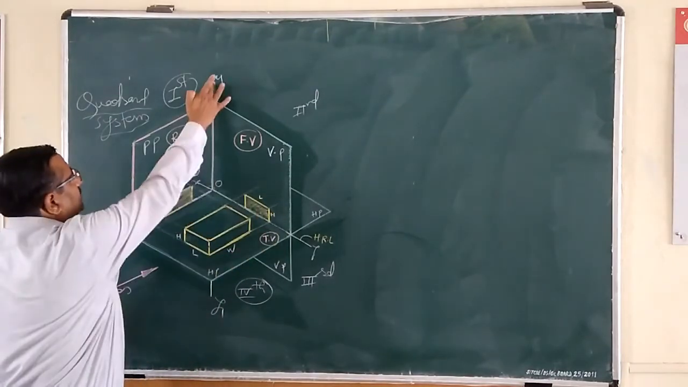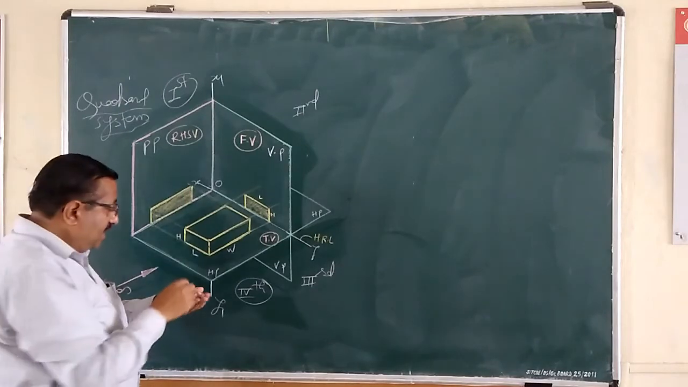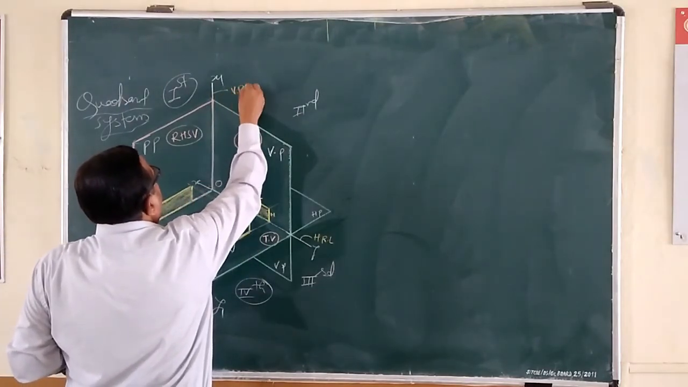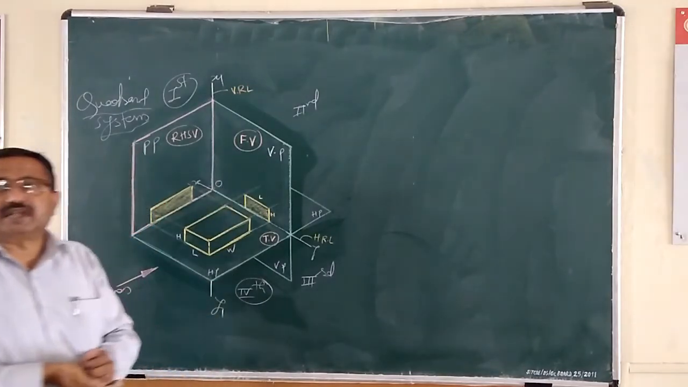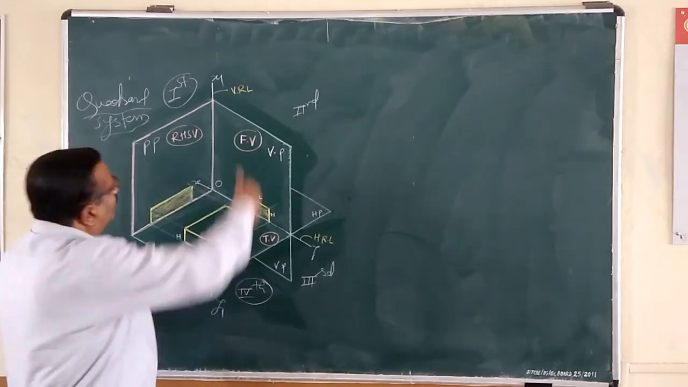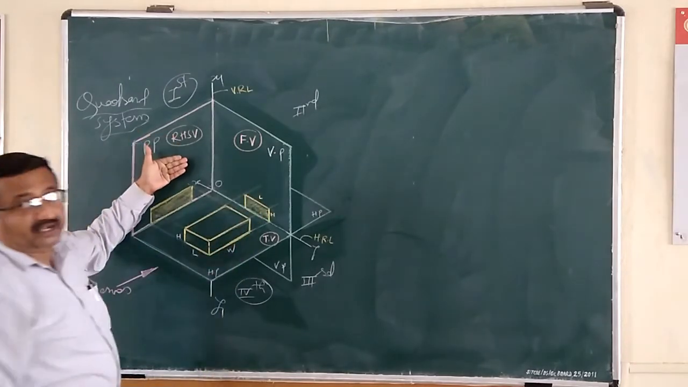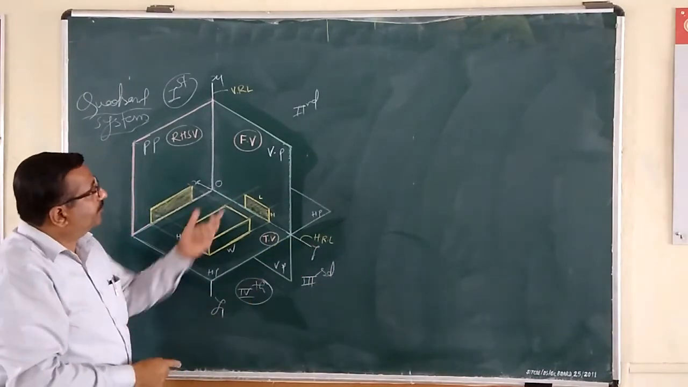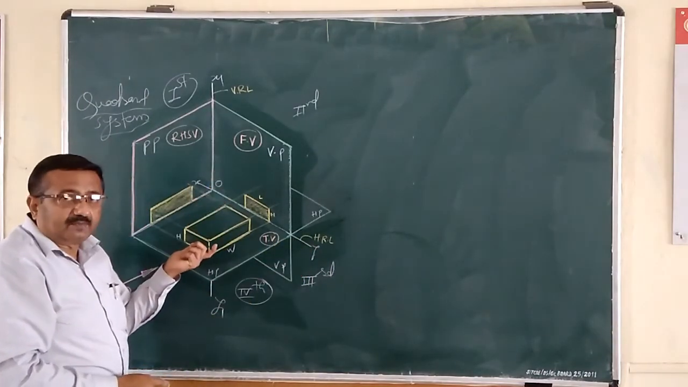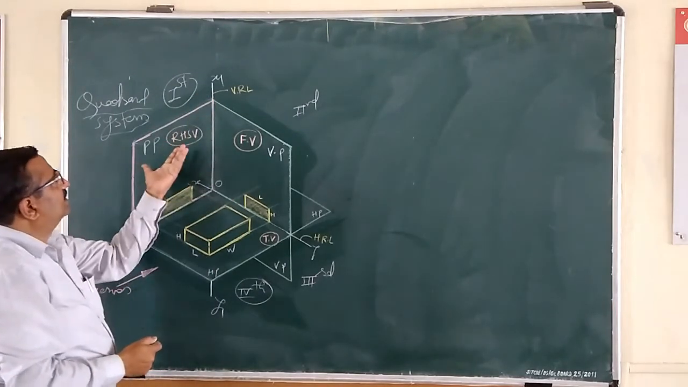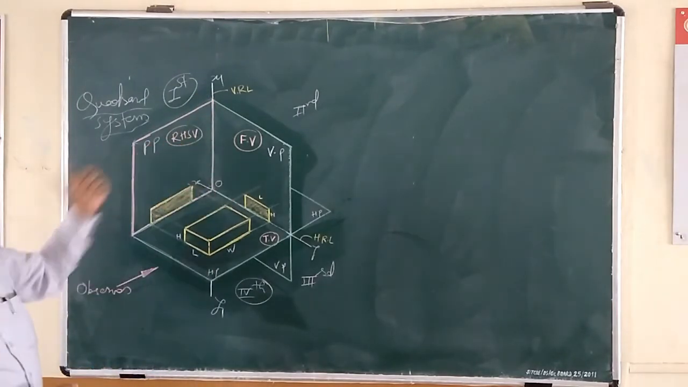And actually, this X1 O Y1 is called the vertical reference line, abbreviated as VRL, which is created due to the intersection of the vertical plane with the profile plane. So the horizontal reference line HRL is created due to the intersection of the vertical plane with the horizontal plane, and VRL is created due to the intersection of VP with P, the vertical plane with the profile plane.